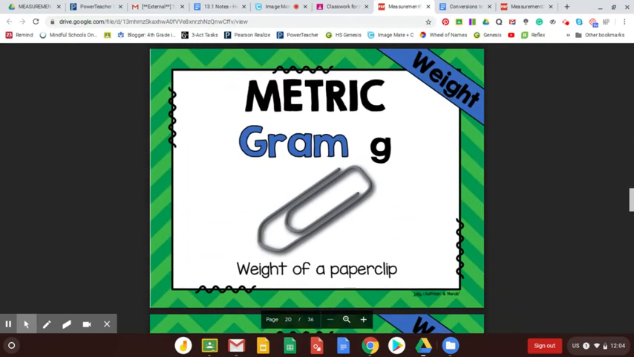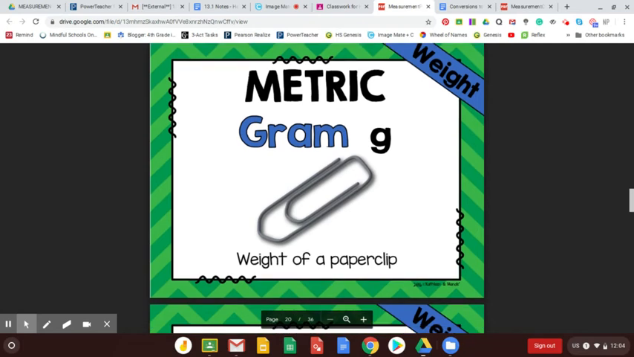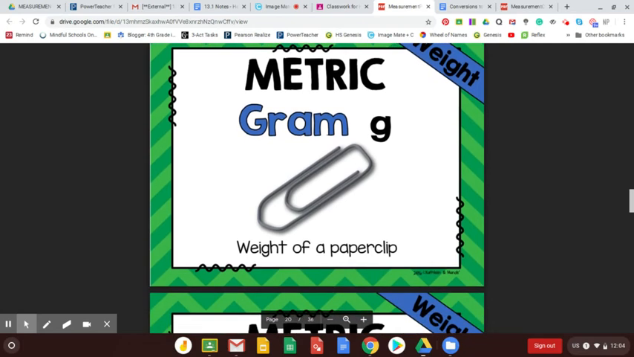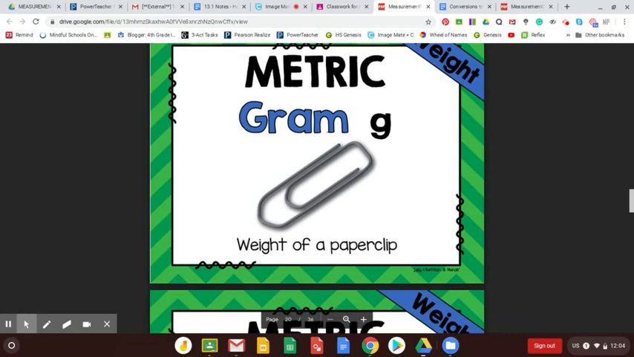All right. Now in metric, we measure weight based on grams. So about the weight of a paperclip. If you held a paperclip in your hand, very, very light, right? It hardly feels like anything. That's 1 gram.